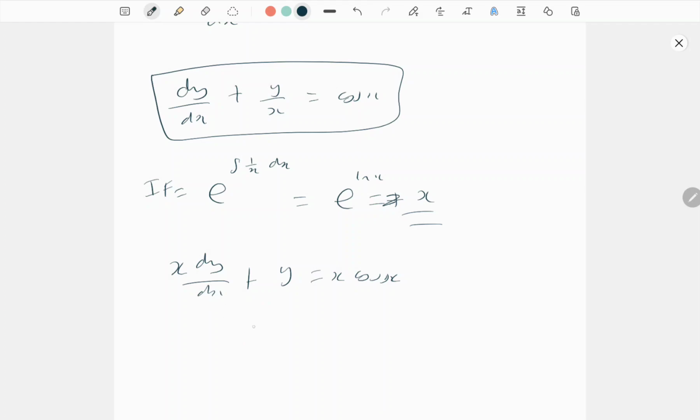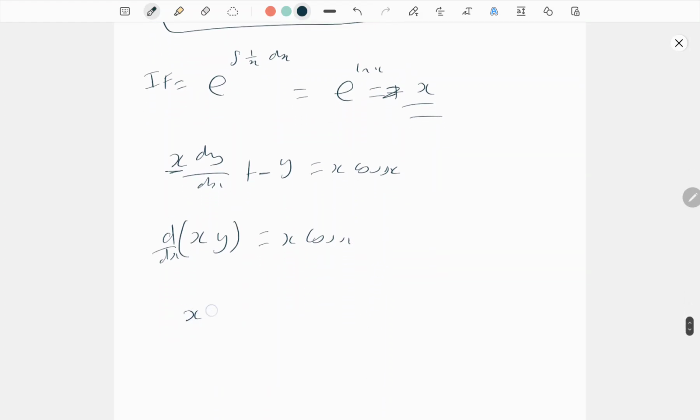So the left hand side, you notice that this is a function, the derivative of it is 1, so it's the derivative of xy equals x cos x. So xy, if we integrate both sides, xy is going to be equal to the integral of x cos x dx. We can do a quick table method here. We're going to differentiate the x's.